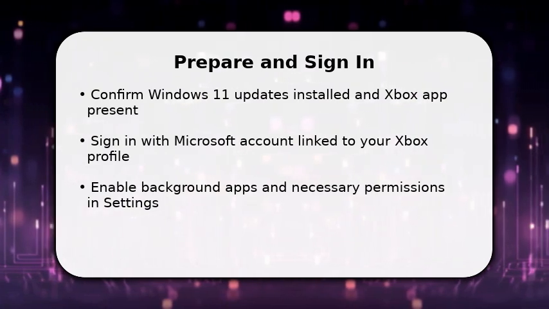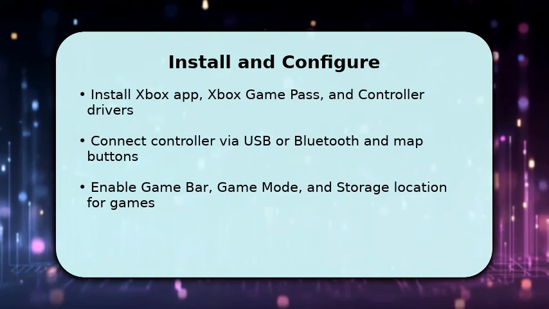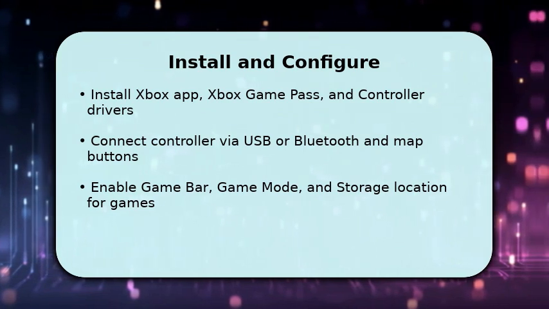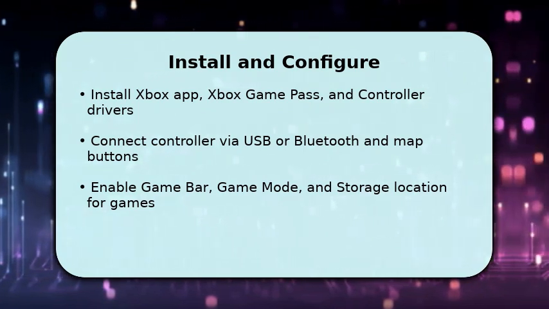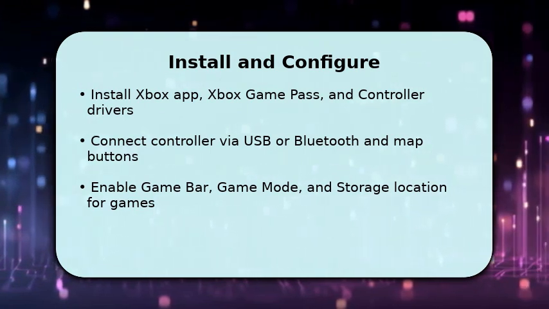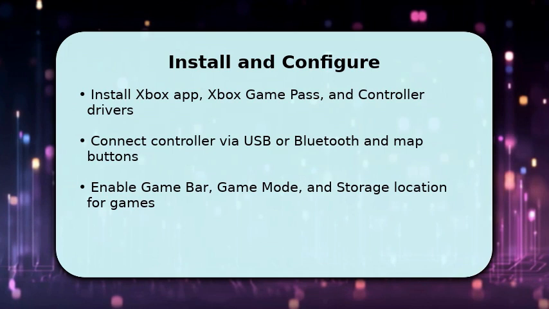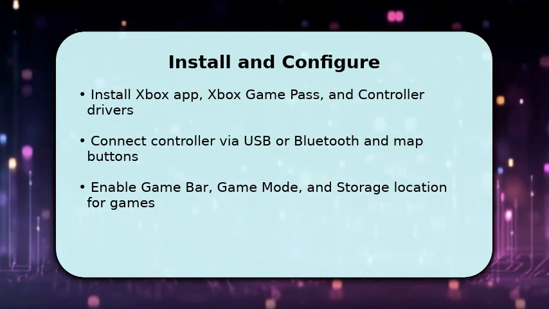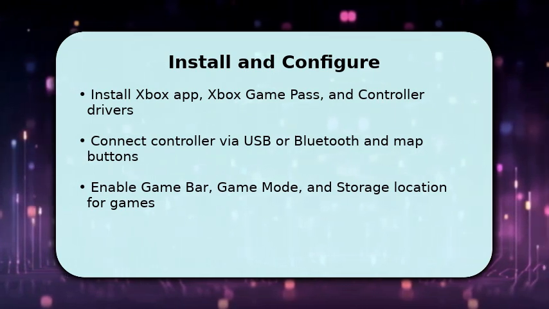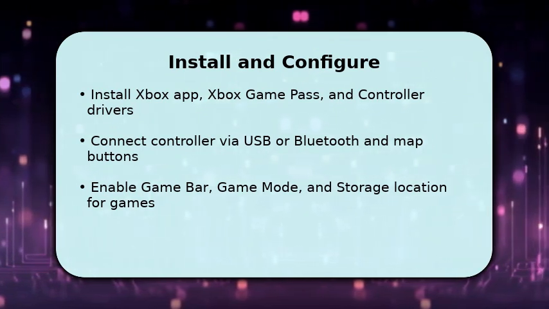Next, install or update Xbox Game Pass and the Xbox app. These provide the library and cloud streaming. Once installed, plug in or pair your Xbox controller. Press the sync button and pair through Bluetooth settings if wireless. Make sure controller drivers update automatically. That avoids input lag. Then enable Game Bar and Game Mode in settings to optimize performance and record clips. Finally, set your preferred storage location for games so large installs go where you have space.